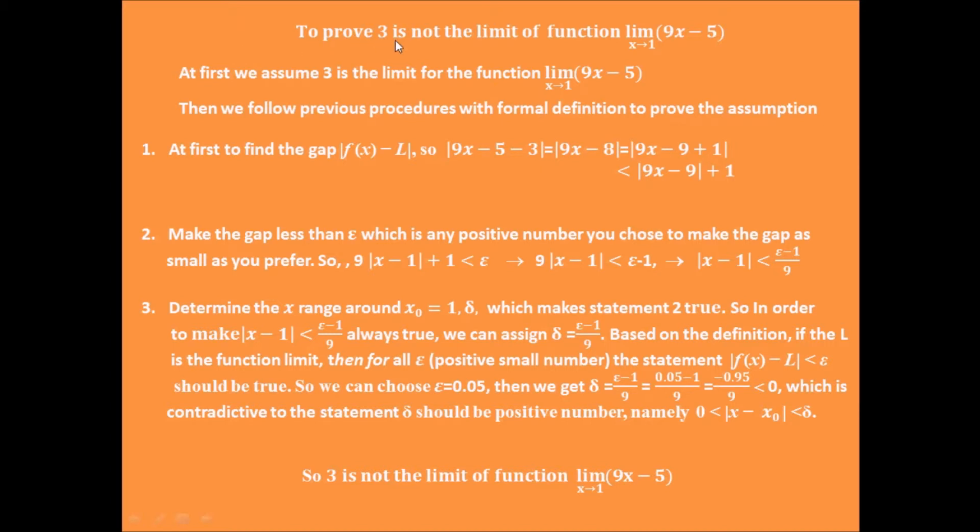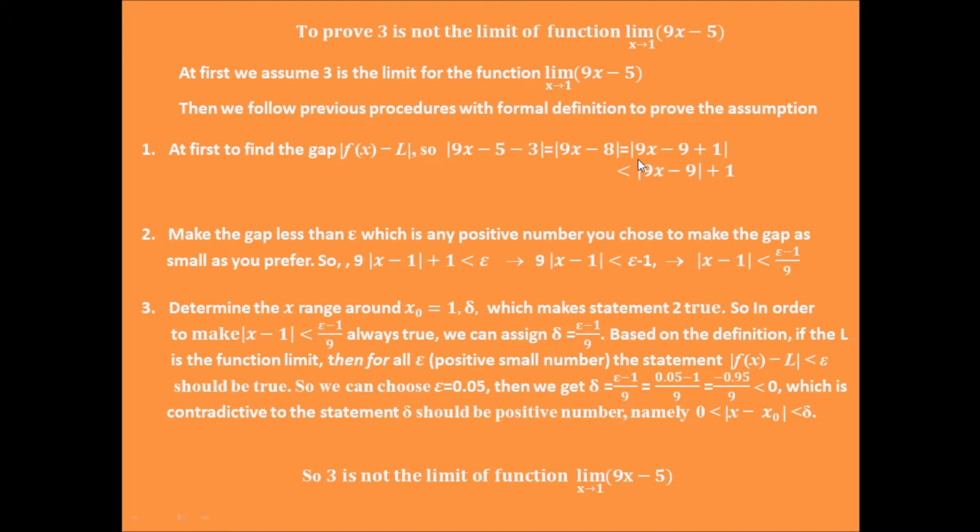Here is the other example. If we want to prove 3 is not the limit of the function 9x minus 5 as x approaches 1, at first we just assume 3 is the limit of this function. Then we can follow previous procedures with the formal definition to test the assumption. At first, we have to find the gap f(x) minus L, which means 9x minus 5 minus 3. The absolute value equals the absolute value of 9x minus 8, equals 9x minus 9 plus 1. Because we are talking about x approaching 1, which means x minus 1 approaches 0, that's why we write 9x minus 9, because it will become 9 times x minus 1.